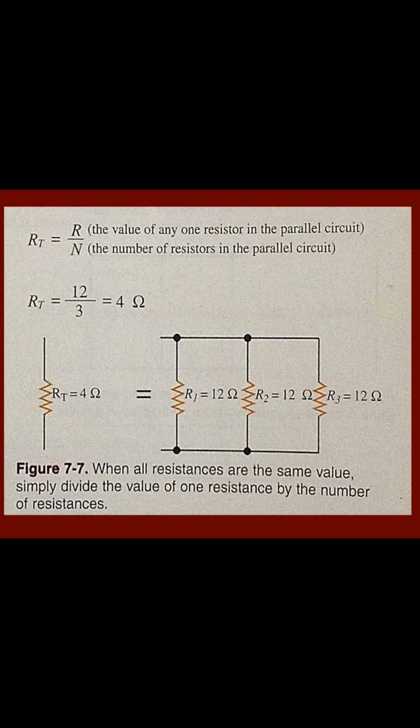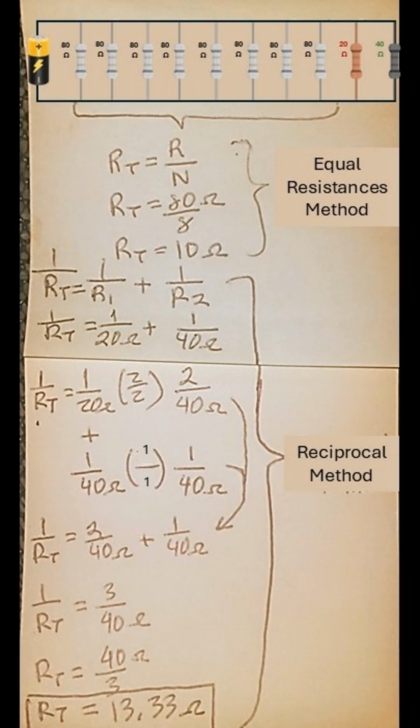Note that the equal resistances method can be used in combination with other methods to simplify calculations. If any number of resistors are of an equal value, but not all of them, the equal resistances method can be used to produce an equivalent resistance from the equal value resistors. For example, you have a circuit with 10 resistors in parallel. 8 of the resistors have a value of 80. The other resistors have values of 20 and 40. How do you find the resistance?